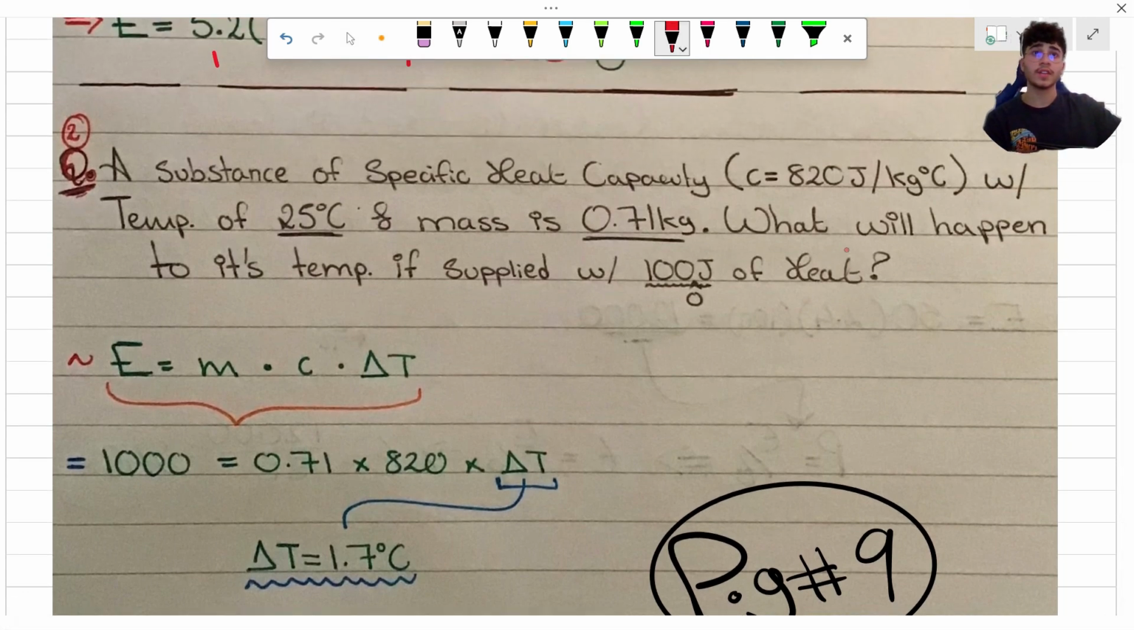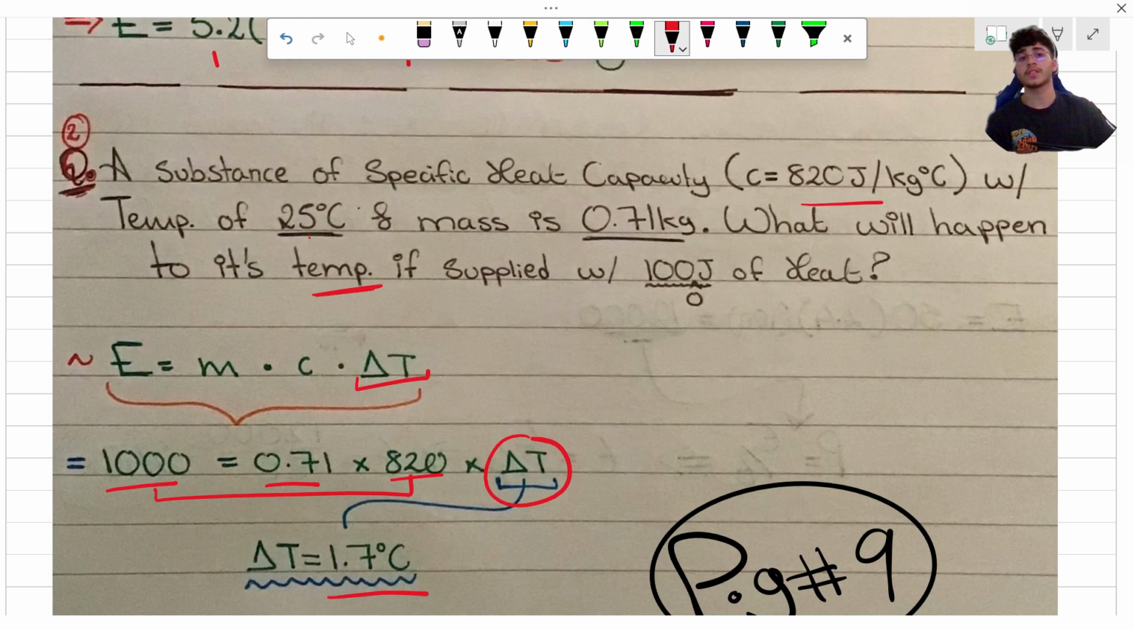A substance of specific heat capacity, this much, with temperature of 25 degrees Celsius and mass of 0.71 kilogram, what will happen to its temperature if it's supplied with 1000 joules of heat? So again, they're asking us a question about temperature and heat. By the formula, E is equal to M times C times delta T, and we need to find delta T. So substitute the values. They have given us energy, which is 1000. They give us mass, which is 0.71. They give us C, which is 820. Multiply all of them and isolate delta T. You're going to find delta T is 1.7 degrees Celsius.